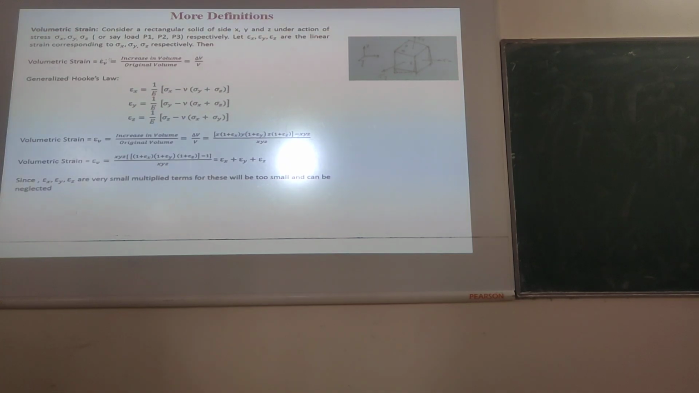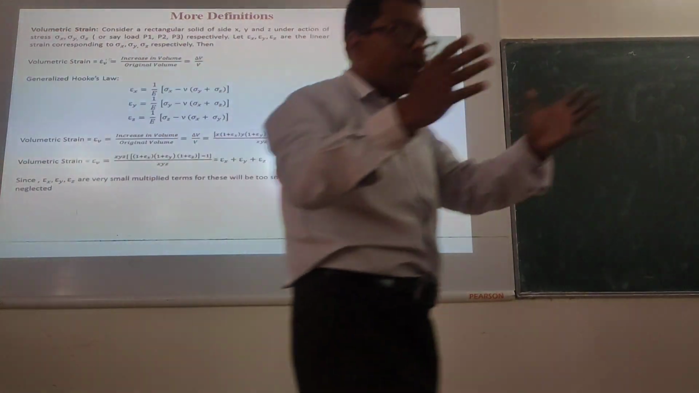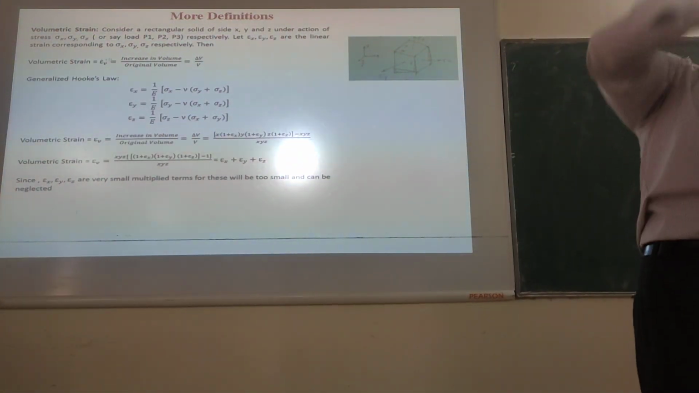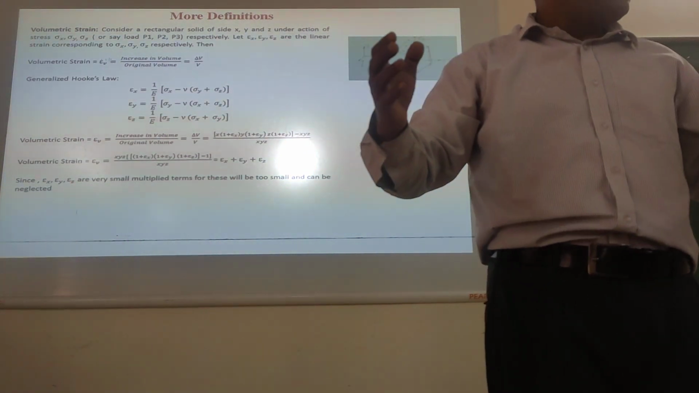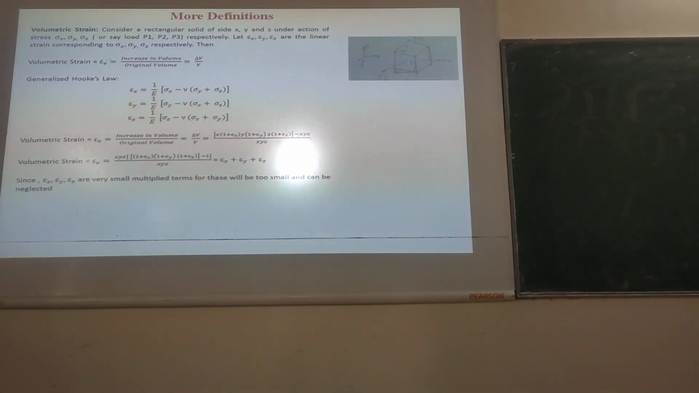What does it say? It says a simple thing: whenever there is an extension in one direction, there will be compression in the other two directions. Whenever there is a compression in one direction, there will be an extension in the other two directions. And that's what comes into the picture in the case of generalized Hooke's law.